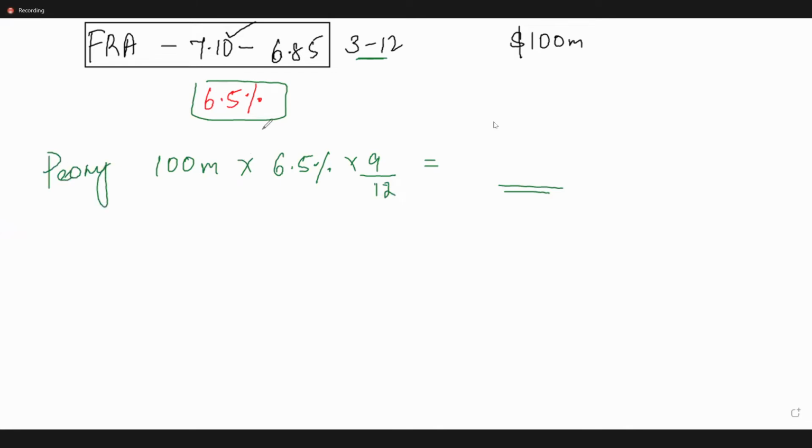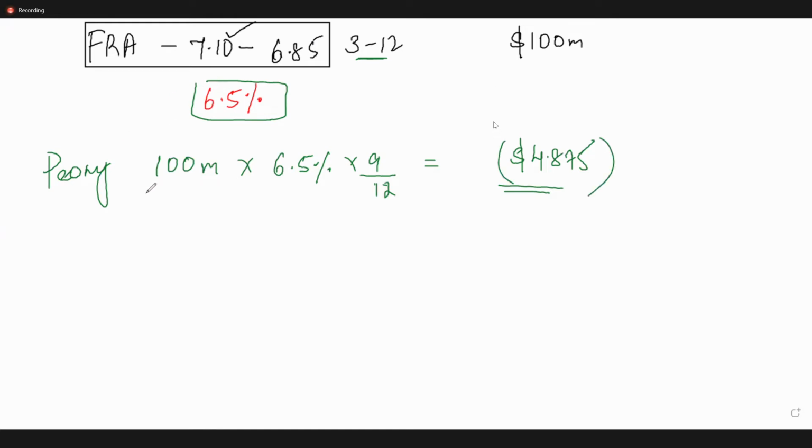Let's say the interest rate has come to 6.5%. So what is happening now? Peony company thought it would go to 7.10, but it went to 6.5. So what is the answer? 4.875. I haven't calculated it, I hope that's the right answer. Let me check. Yes, $4.875 million. Now, this is the interest paid on the loan.